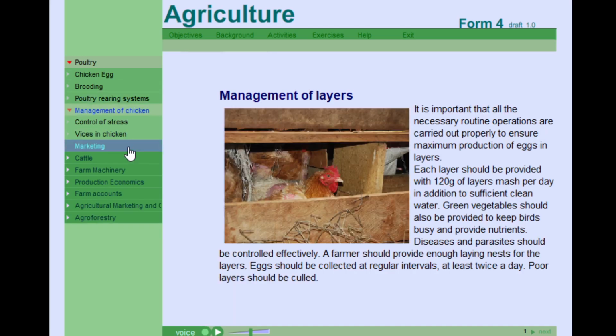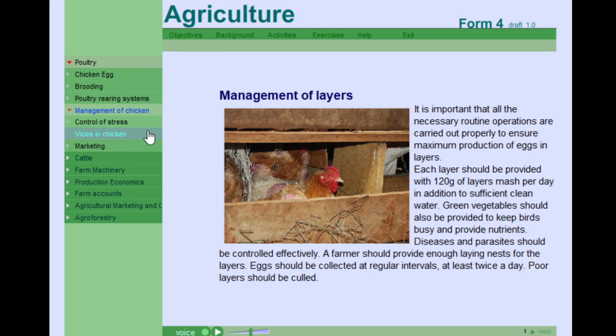Management of layers. It is important that all the necessary routine operations are carried out properly to ensure maximum production of eggs in layers. Each layer should be provided with 120 grams of layers mash per day in addition to sufficient clean water. Green vegetables should also be provided to keep birds busy and provide nutrients. Diseases and parasites should be controlled effectively.